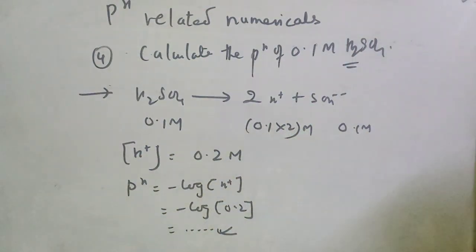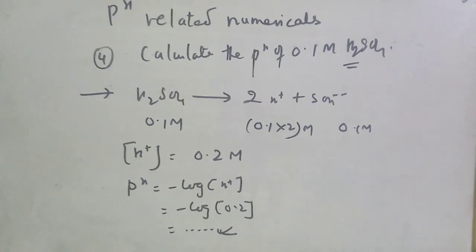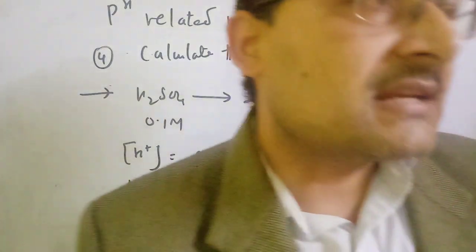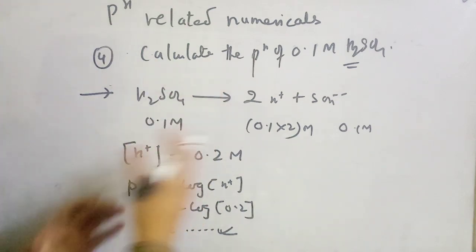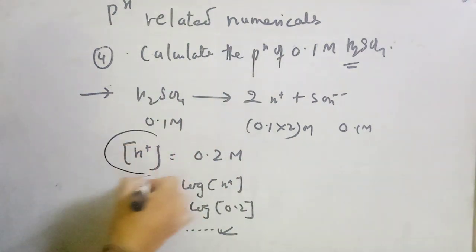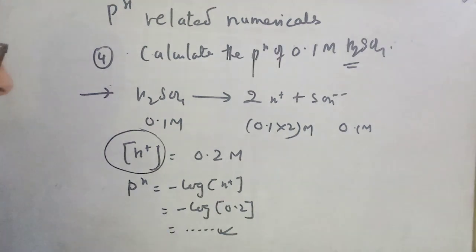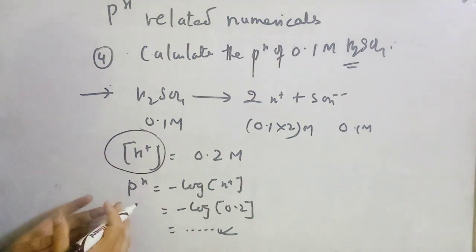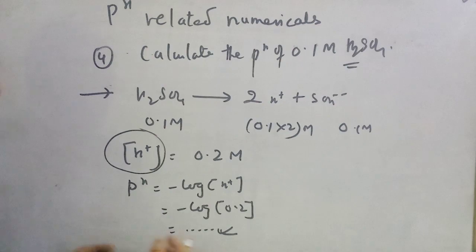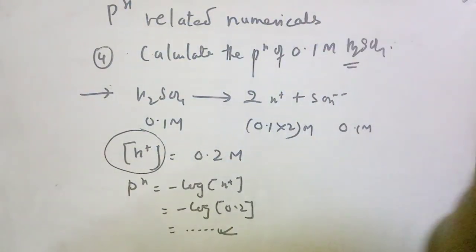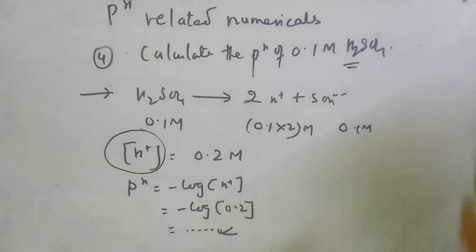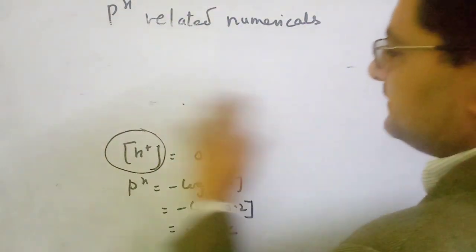So friends, when you talk about H2SO4, it ionizes and gives 2H plus ions. So whatever the molarity of H2SO4, you have to multiply it by 2. Once you get H plus ion concentration in molarity, then you can easily put it in the formula pH equals minus log H plus ion, and you can calculate the pH. So this is the way to solve this problem. This is number 4 problem. Okay, let us see number 5.